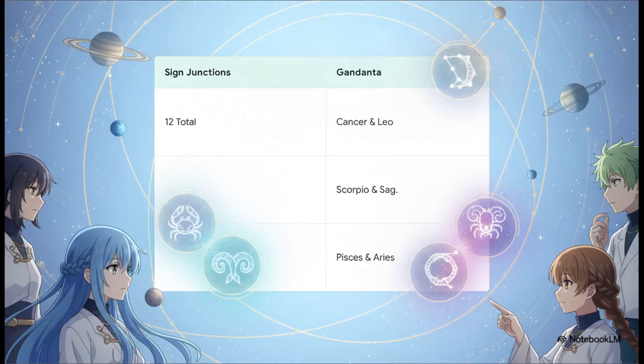Now, as planets travel along this horizontal longitude, they inevitably hit sensitive transition points. I mean, every cycle in astrology has them, right? In the sidereal longitude cycle, these sensitive points are the 12 sign junctions. But the absolute most sensitive spots, those are the 3 Gundana junctions. We're talking about those incredibly precise transitional borders between Cancer and Leo, Scorpio and Sagittarius, and Pisces and Aries.